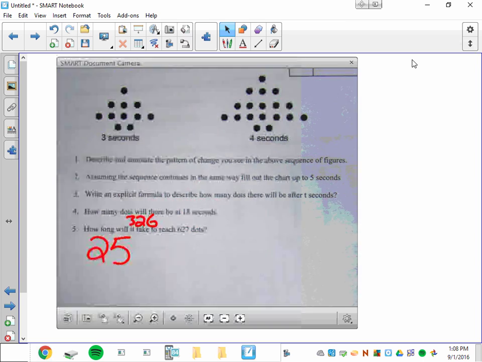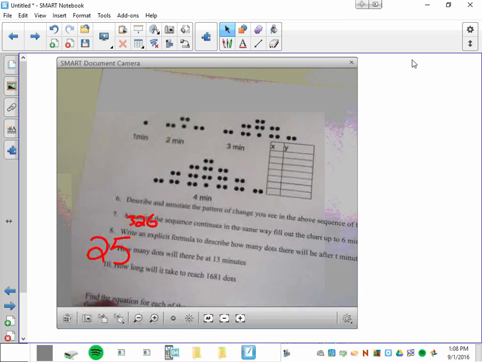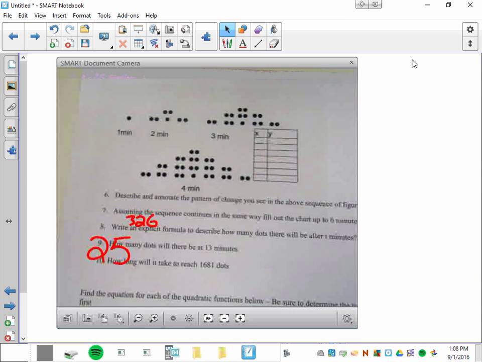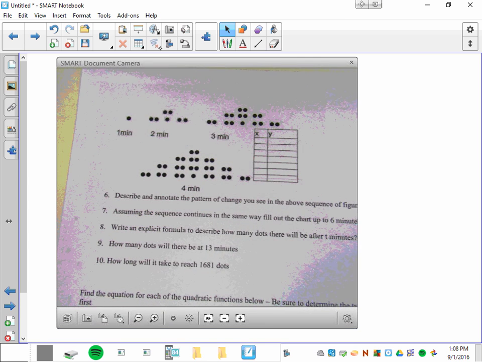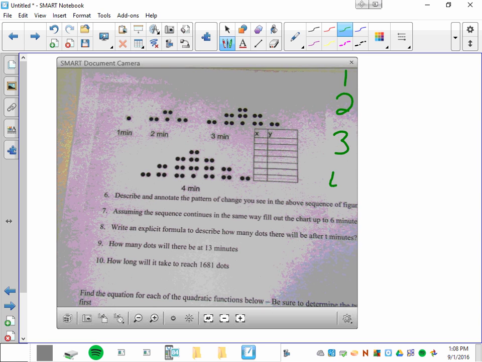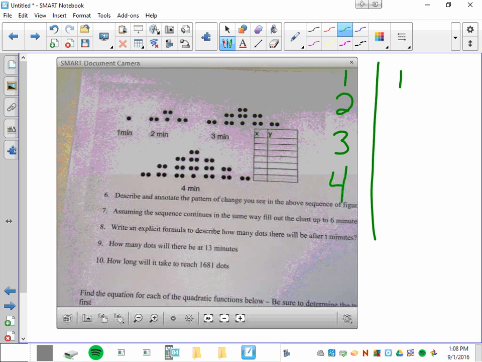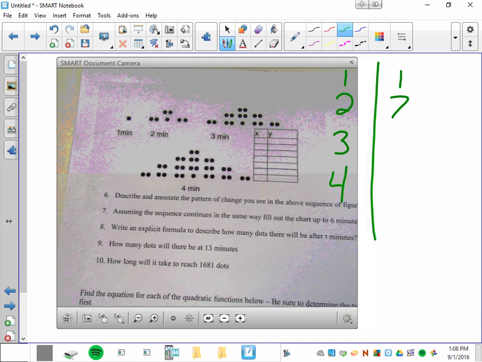All right. So on the back side, the table of values should look like this. We start at 1, 2, 3, and 4. In the first picture, there's only one dot. In the second picture, there are 7. And then in the next picture, we take that original 7, and it's sort of the same pattern.